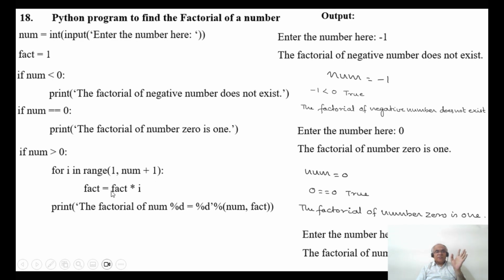What will be the fact? Fact is equal to the first value of fact, 1, times i, 1. 1 into 1 becomes 1. Then it increments, 2 is within 6, the condition is true. Fact is equal to the previous value of fact, which is 1, into 2, so you will get 2. Then it increments to 3. 3 is within 6, the condition is true. Then what is fact now? Fact is 2, 2 into 3 becomes 6 now.